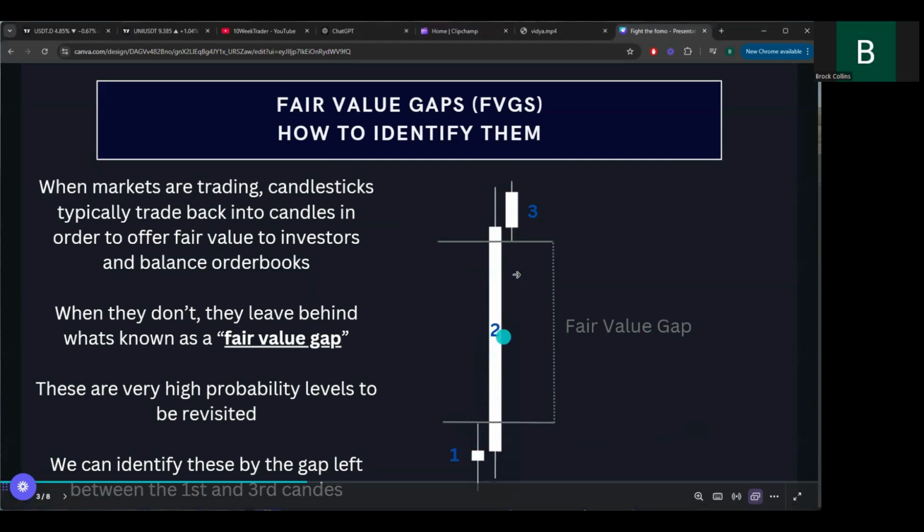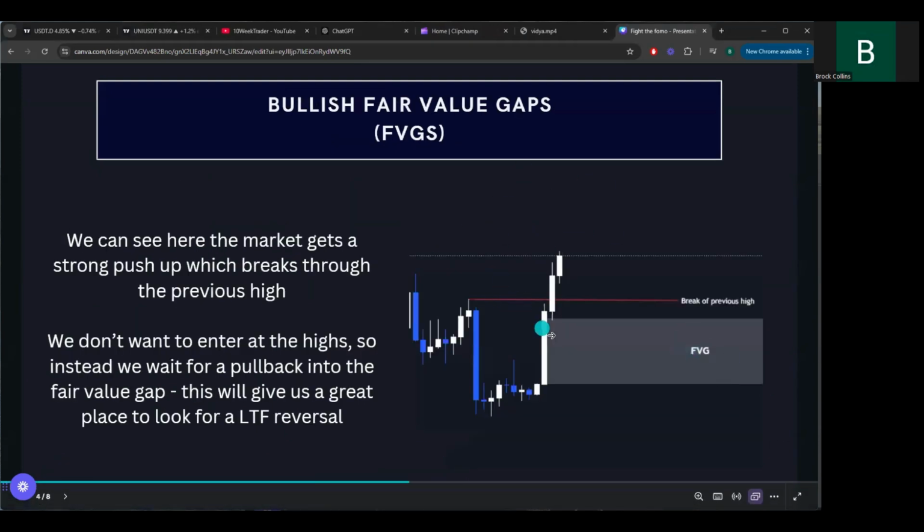So as you can see here, you've got 1, 2, 3 candles. These wicks never touched, right? They leave behind what's known as a fair value gap. So you can see here, the market gets a strong push up, which breaks through the previous high. This is like what we're in now, right? And everyone's buying at these highs.